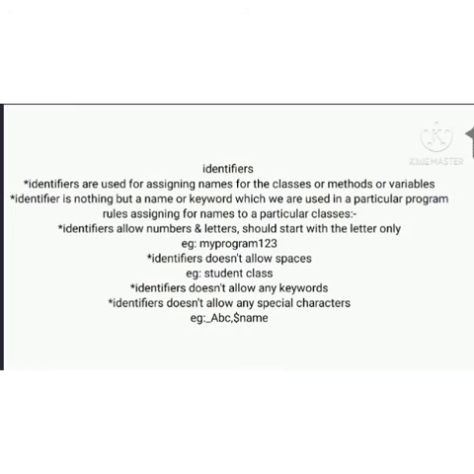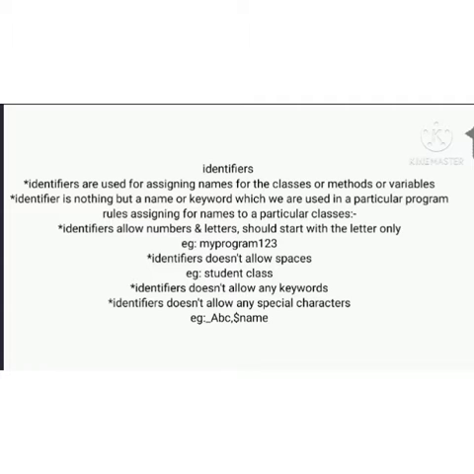Today's topic is identifier, literal and operator. First one, identifier. These are used for assigning names for the classes or methods or variables. Identifier is nothing but a name or a keyword which we use in a particular program. Rules for assigning the names to a particular class or a variable. Here we have the rules.